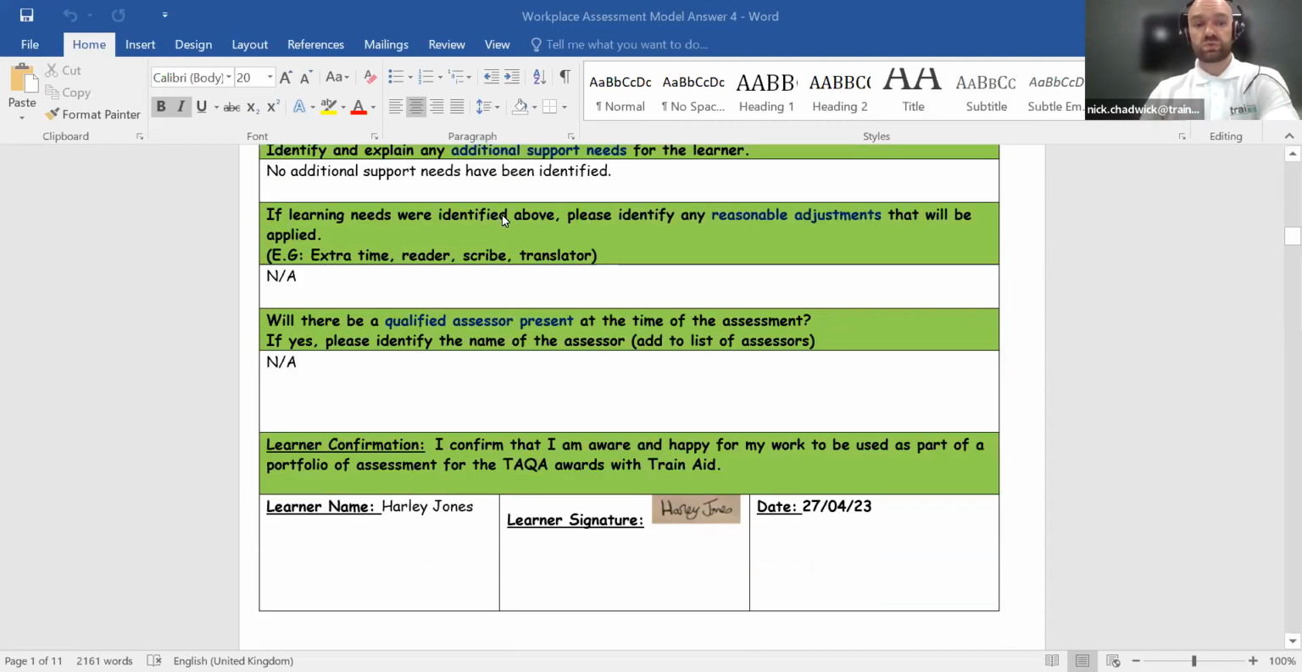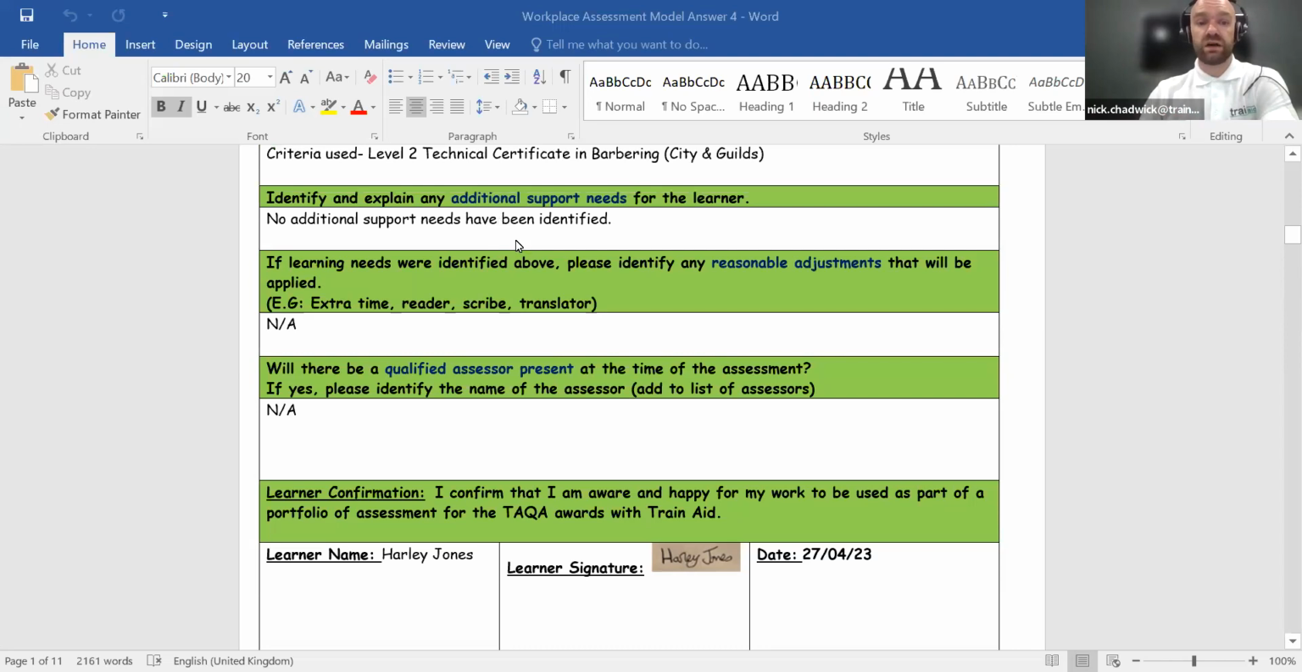Within the next question as well, please do identify whether there needs to be any additional support for the learner, such as extra time. You can make any reasonable adjustments, such as having obviously a reader, a scribe, a support staff member to assist the learner with the assessment should it be required. So use your judgment there. If there is a qualified assessor present, then please do highlight that with a yes. There's no qualified assessor present for this assessment.